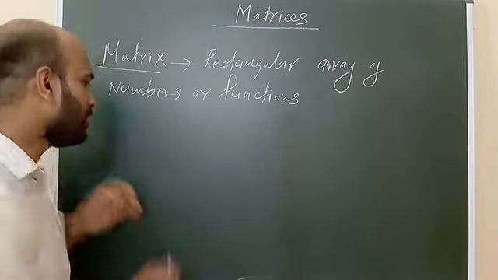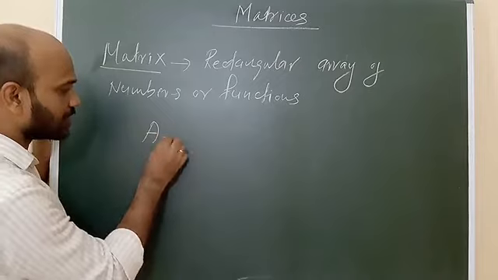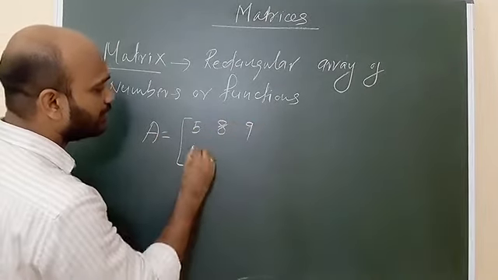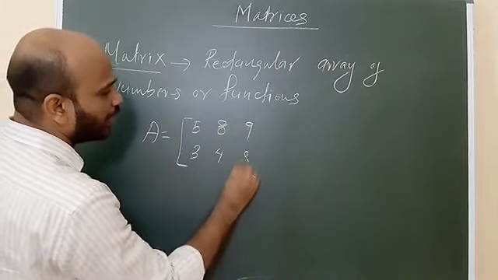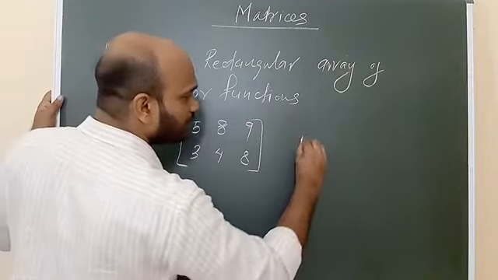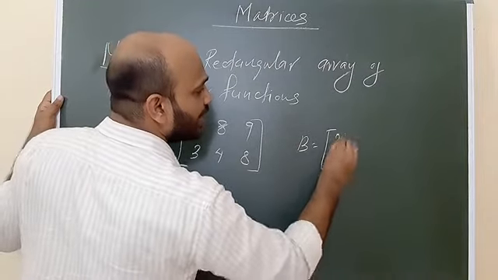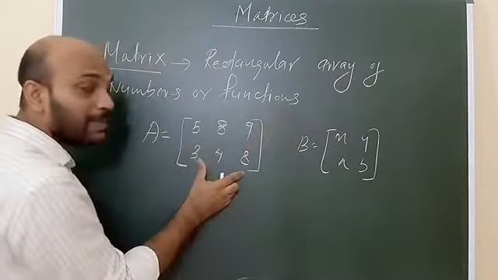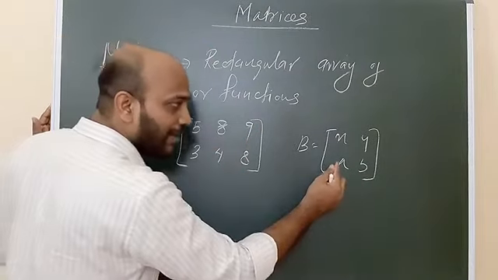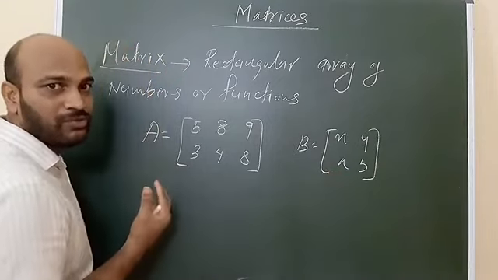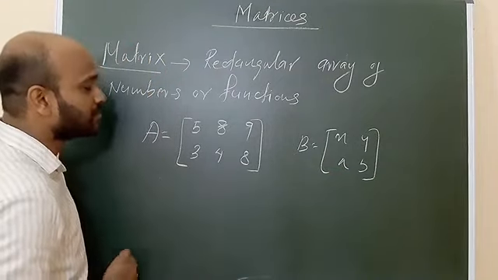Okay, for example, let us consider one matrix. A equal to a matrix 5, 8, 9, 3, 4, 8. This is one example for matrix. Another example is B equal to a matrix x, y, a, b. Here I am arranging numbers in a rectangular form. Here I am arranging variables in a rectangular form. Now these two are examples for matrices.